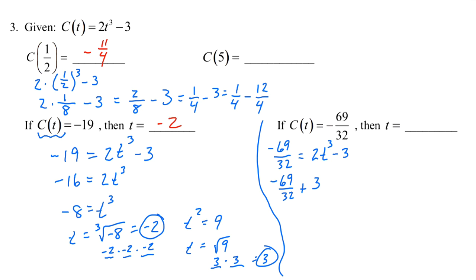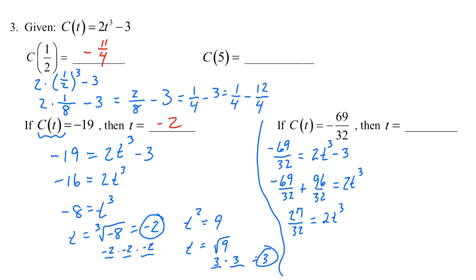Now, this could also be written as 3 over 1, which means we would have to have a common denominator. That common denominator is 32 because we're adding fractions. We've got to have a common denominator. 3 is equivalent to 96 over 32. So that will equal our 2t cubed. All right, so when we add these two things together, that's going to give us 27 over 32 equals 2t cubed.